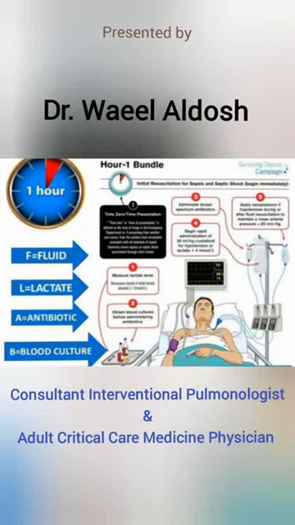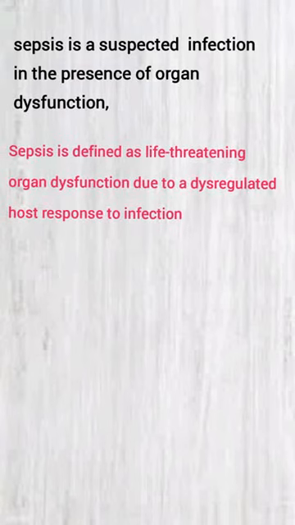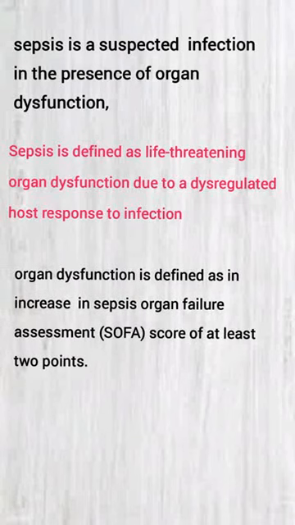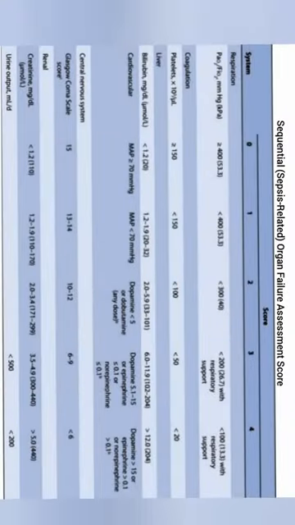Today, as you know, sepsis is a suspected infection in the presence of organ dysfunction. The recent definition states that sepsis is defined as life-threatening organ dysfunction due to dysregulated host response to infection, while organ dysfunction is defined as an increase in the Sequential Organ Failure Assessment score, or SOFA score, of at least 2 points needed to diagnose sepsis.